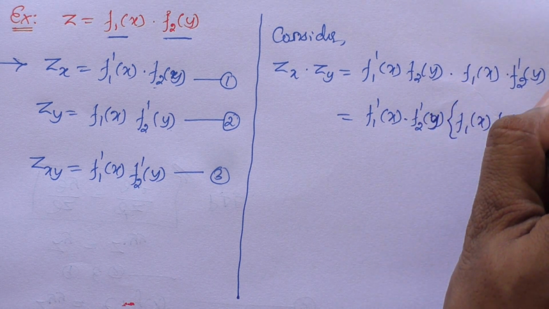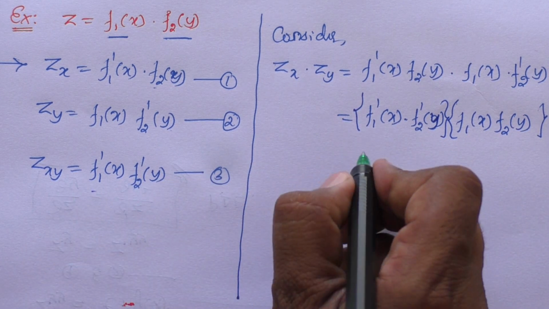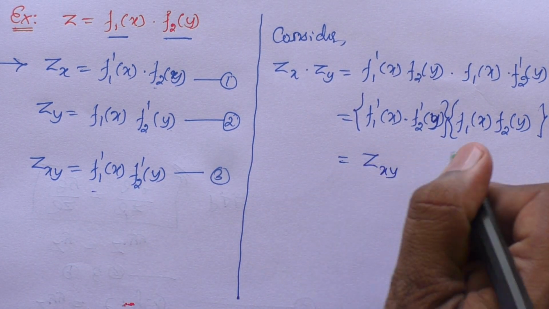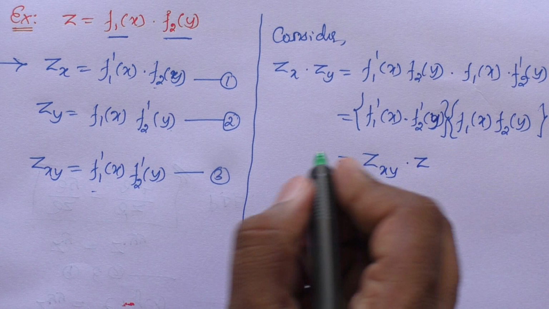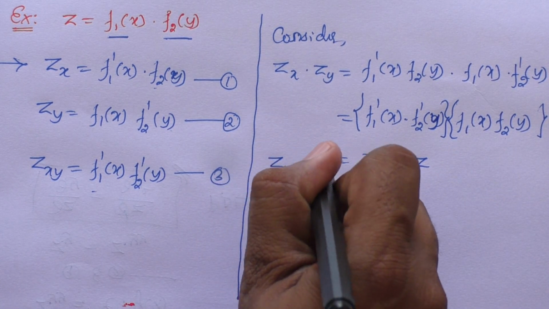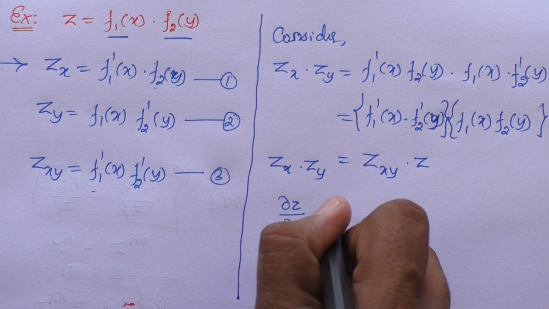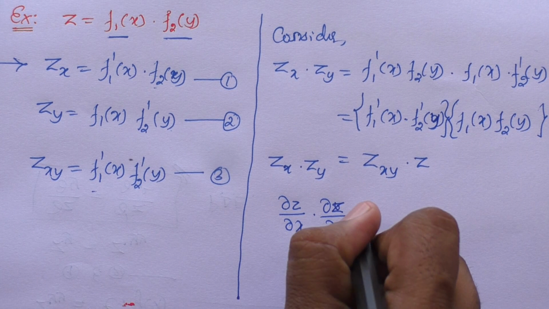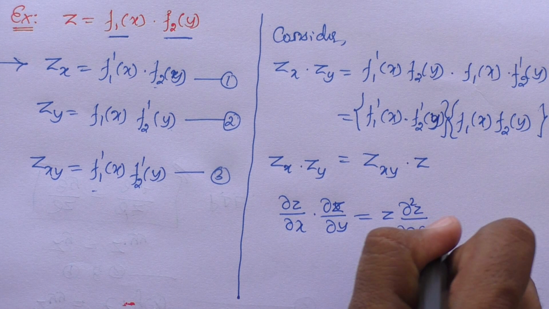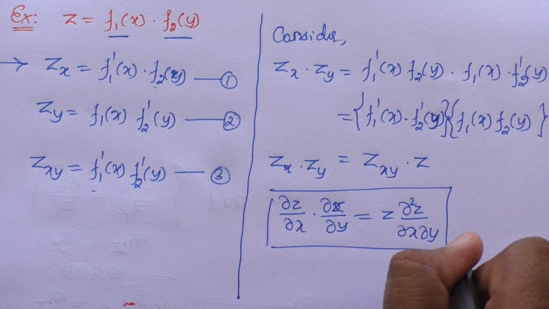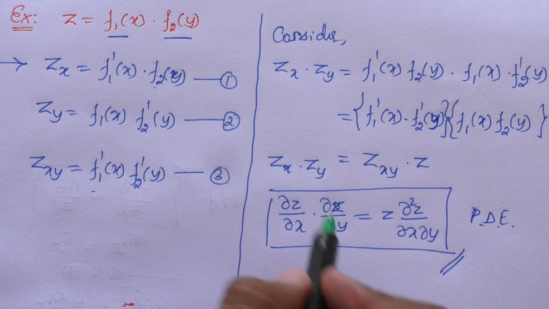So rewrite it, these two terms, separate it. So f1 dash into f2 dash, that is zxy. f1 into f2 is z. So zx into zy equal to z into zxy, or dou z by dou x into dou z by dou y is equal to z into dou square z by dou x dou y. So this is what we got as the required PDE after eliminating f1 and f2.